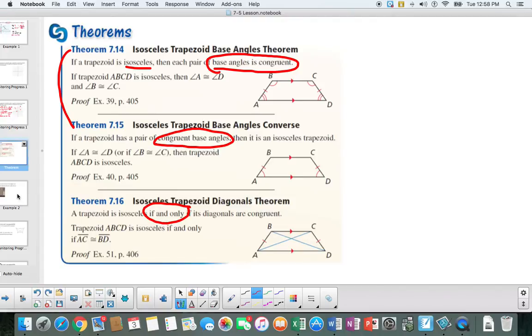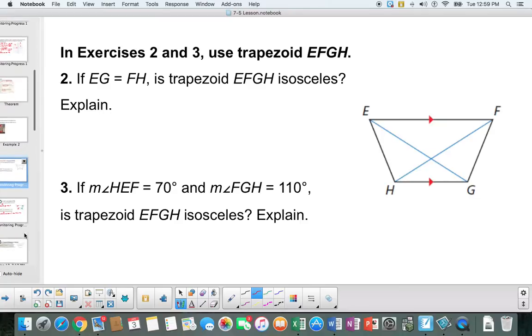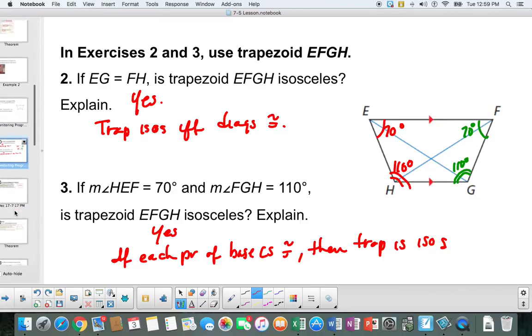Let's go ahead and try to find the angles for this isosceles trapezoid. Now remember, the base angles are congruent, so that means this angle will be 85 degrees. Now these are parallel lines, so these two consecutive angles will be supplementary, which means this is going to be 95 degrees, and again this will be 95 degrees because these are base angles. All right, your turn. And here are the answers.